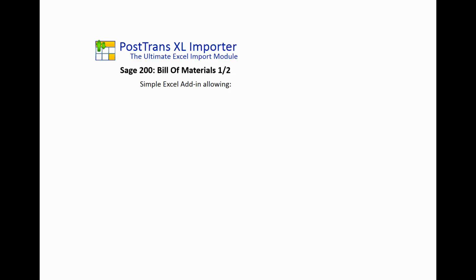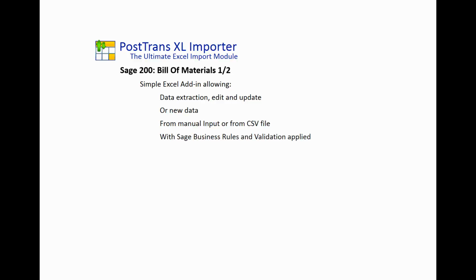So what is PostTrans? Well, it's a simple Excel add-in which allows the data extraction, in this case bill of materials, to Excel. The user can then edit it within Excel. They can copy data and manipulate it within Excel, and then update any changes back to Sage 200. Of course, they can add new data by simply typing it or importing it from CSV file in new rows. Of course, as it's imported, the Sage business rules are applied and all validated correctly.